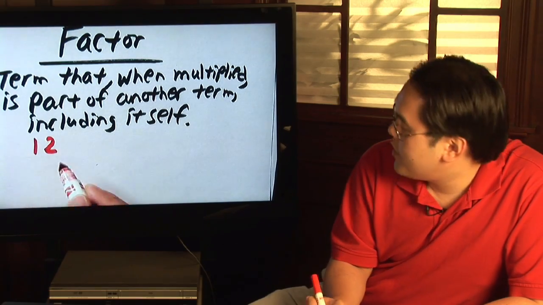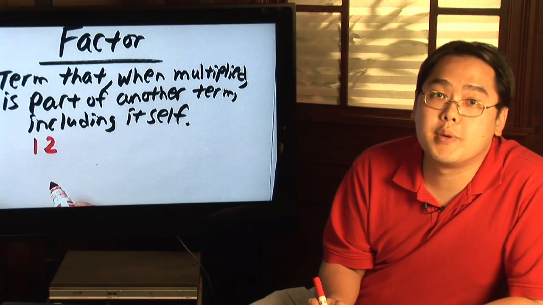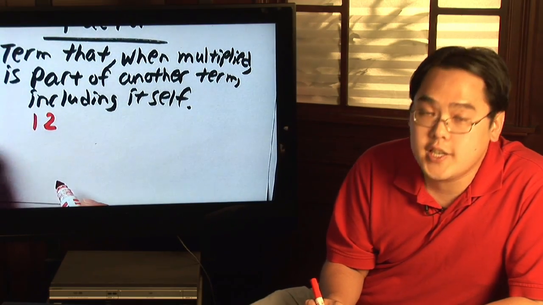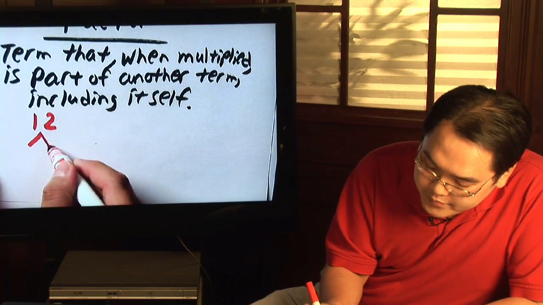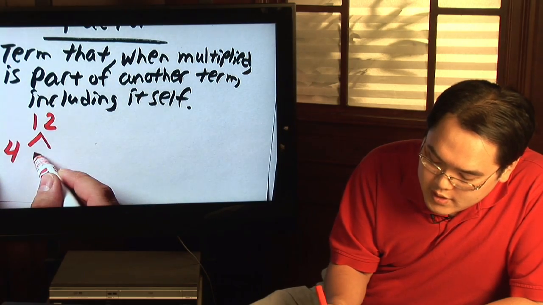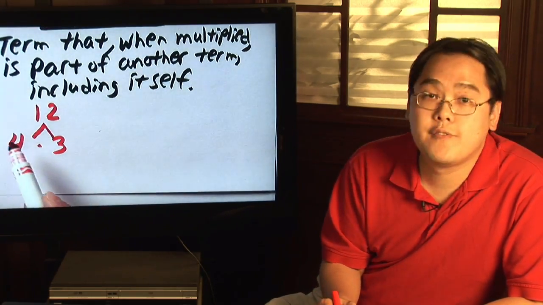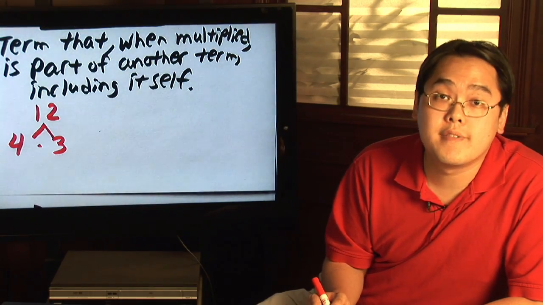Take, for example, the number 12. Let's do a little bit of a factor tree so you can figure out all the different factors. Now, pick any two numbers you want. Let's just say 4 times 3. Now, that means 4 and 3 are examples of factors.